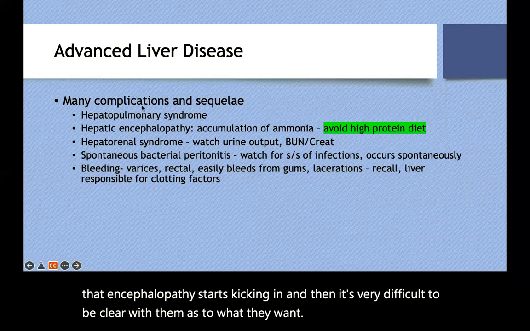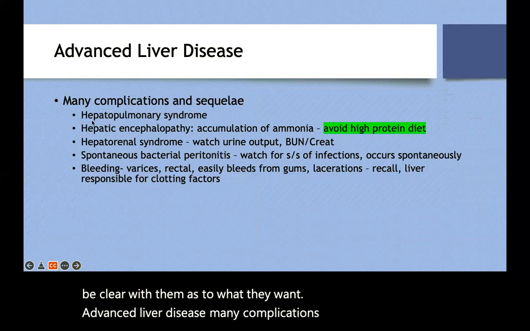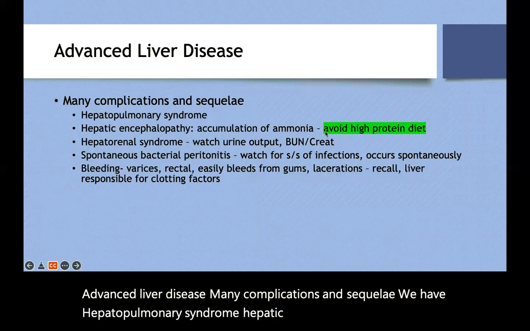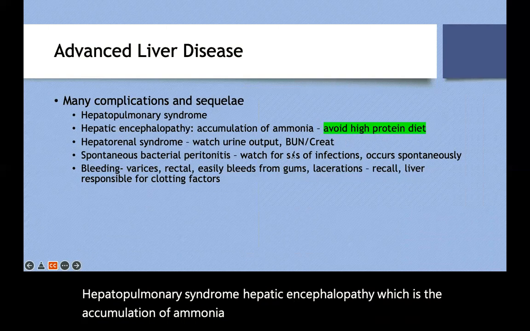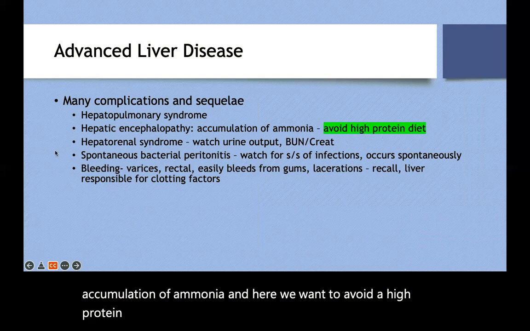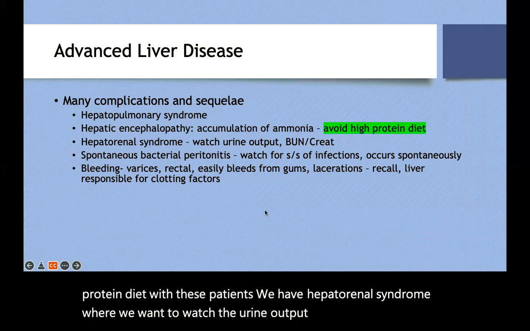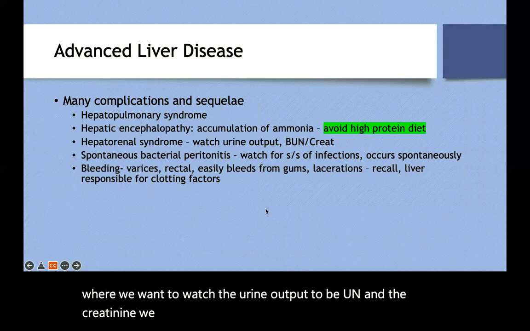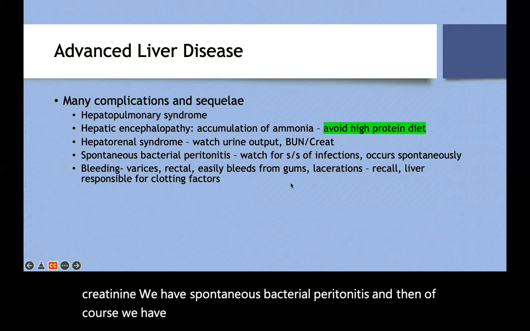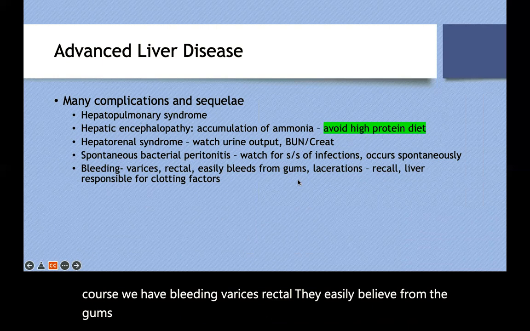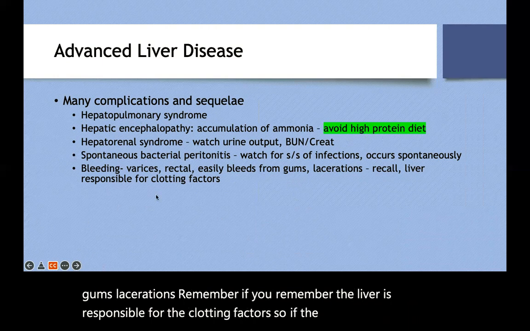Advanced liver disease has many complications and sequelae. We have hepatopulmonary syndrome, hepatic encephalopathy, which is the accumulation of ammonia. And here we want to avoid a high protein diet with these patients. We have hepatorenal syndrome, where we want to watch the urine output, the BUN, and the creatinine. We have spontaneous bacterial peritonitis. And then, of course, we have bleeding. Varices, rectal, they easily bleed from the gums, lacerations. Remember, the liver is responsible for the clotting factors. So if the liver is shutting down, we start to lose that.